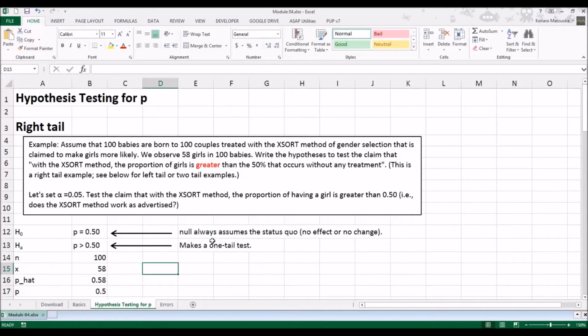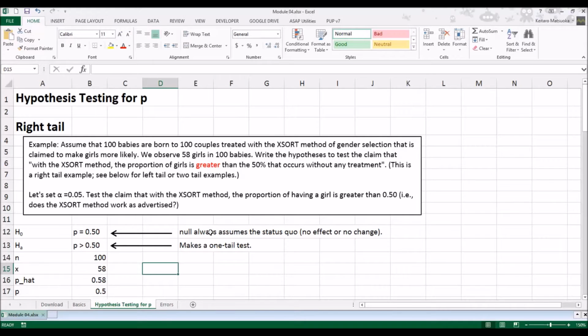So for this problem, the alpha is set as 0.05. If it's not given to you, you can assume the alpha is 0.05. So test the claim that with this XSORT method, the proportion of having girls is greater than 50%, or 0.5, proportion greater than 0.50. Or the real question is, does the XSORT method seem to work as advertised? So let's take a look.